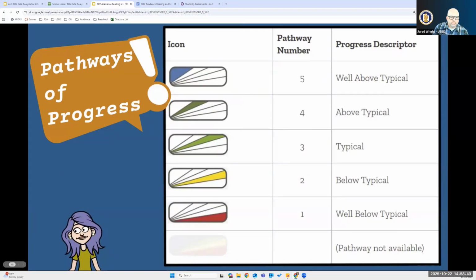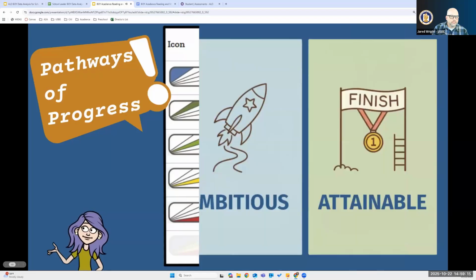This is your pathway of progress. Light green represents typical growth, which is often a suitable target. Dark green signifies above typical growth, and blue indicates well above typical growth. Conversely, yellow and red mean a student's growth is falling below what's typical for their peers. Yellow shows below typical, and red shows well below typical growth.